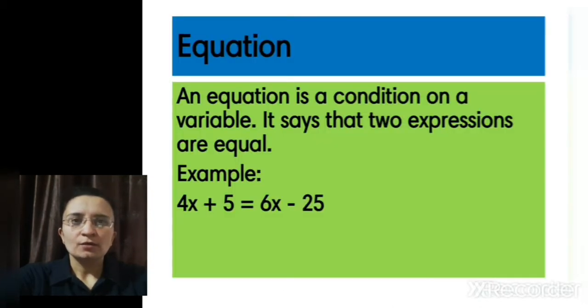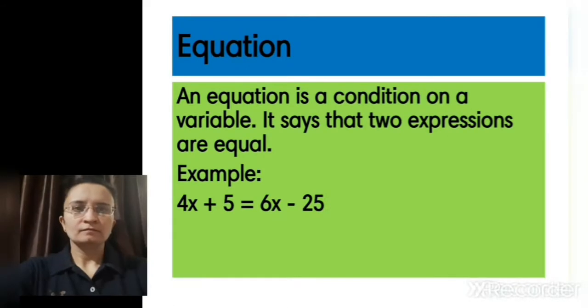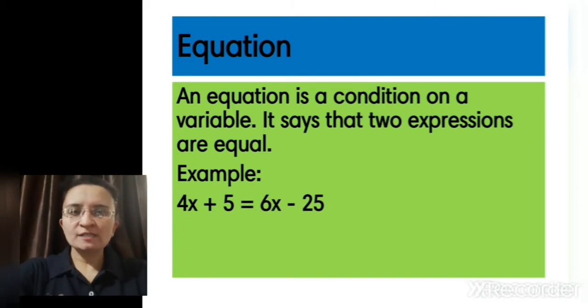Equation. What is equation? An equation is a condition on variable. It says that two expressions are equal. Here we have one example of variable: 4x plus 5 equals to 6x minus 25. Here you can see two sides. 4x plus 5 is on the left hand side of equals to sign, and 6x minus 25 is on the right hand side of equals to.